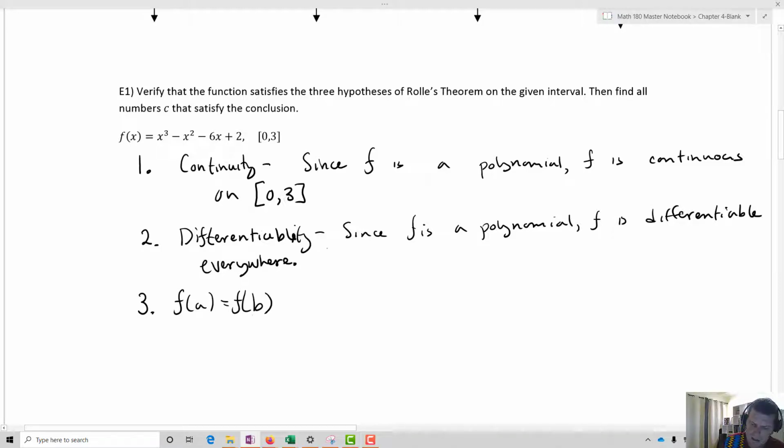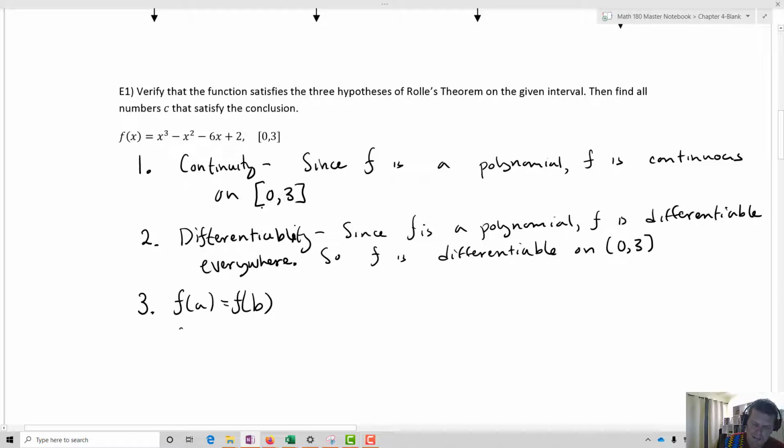Okay, so actually f is differentiable. I should add this piece. F is differentiable on 0 to 3, the open interval, right? Because that's the requirement. Continuous on the closed interval, differentiable on the open one.